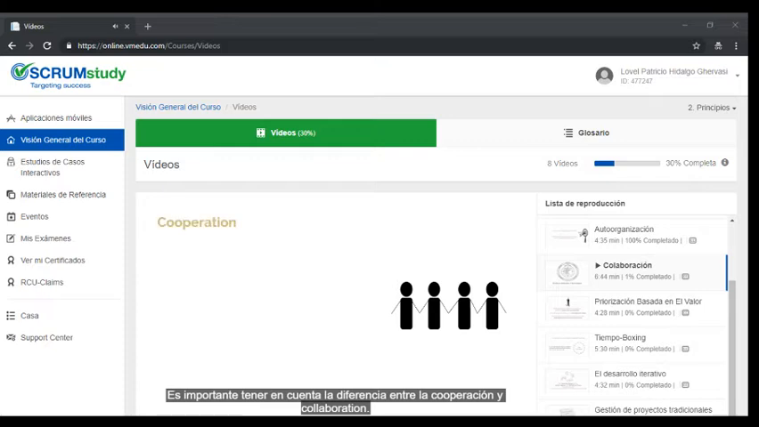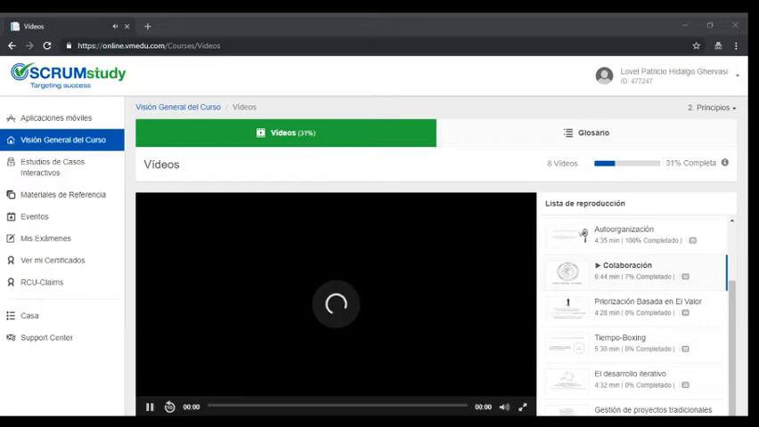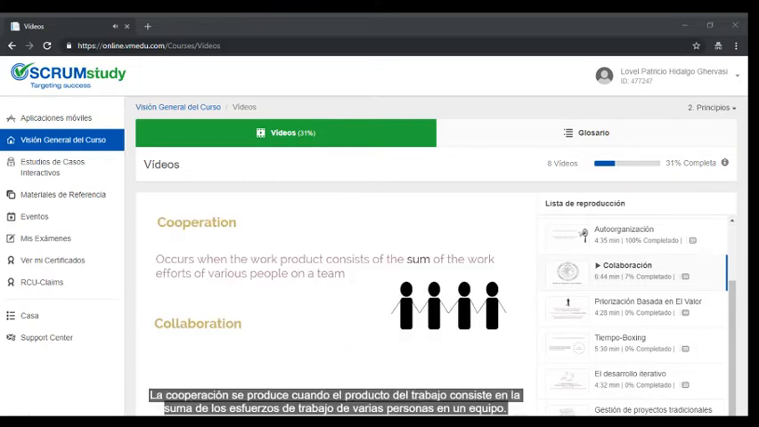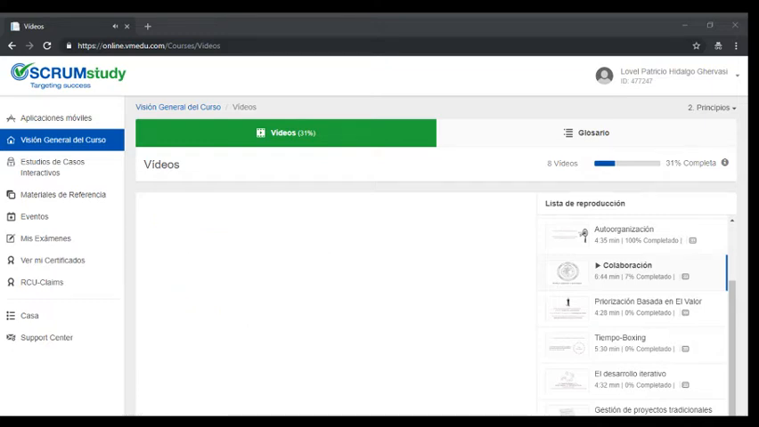It's important to note the difference between cooperation and collaboration here. Cooperation occurs when the worked product consists of the sum of the work efforts of various people on a team. Collaboration occurs when a team works together to play off each other's inputs to produce something greater.